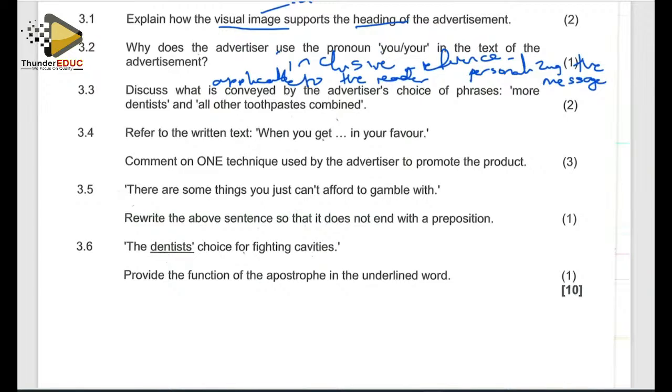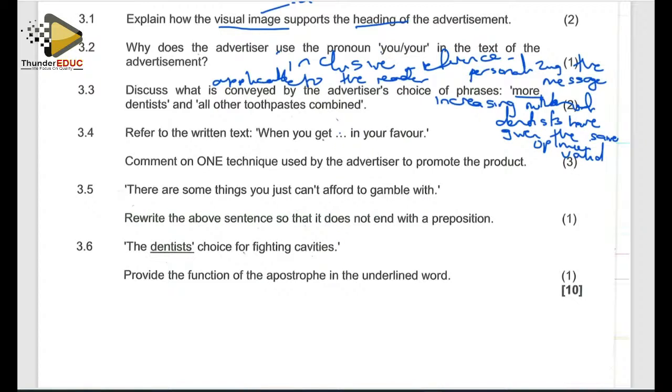The comparative form, more, shows us that it's a number of increasing number. We are going to talk about the increasing number of dentists. Increasing number of dentists. And all other toothpaste combined. So when you say increasing number of dentists have given their opinion, have given the same opinion, means that it is valid.